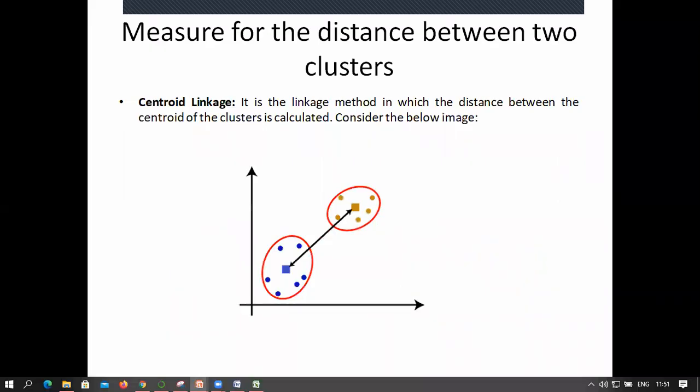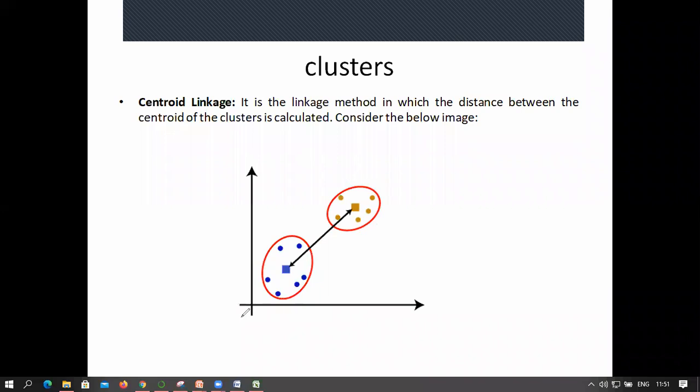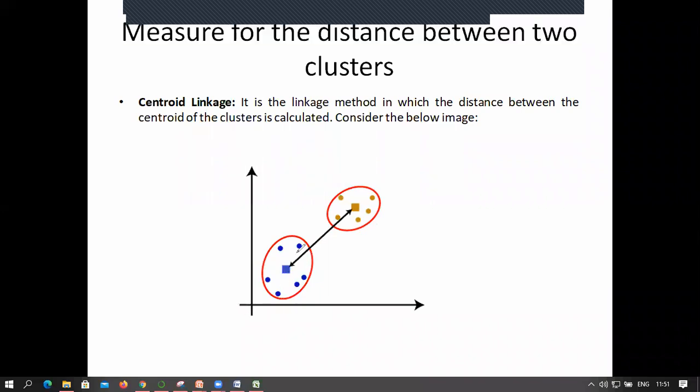The third method is the centroid linkage. Centroid, from the name only, it is obvious. You will find out the centroid of these. Centroid means the mean of all these data points. Suppose that mean is over here, then the mean of these data points, and you are finding the distances between the 2 centroids. That will give you the distance between these 2 clusters.